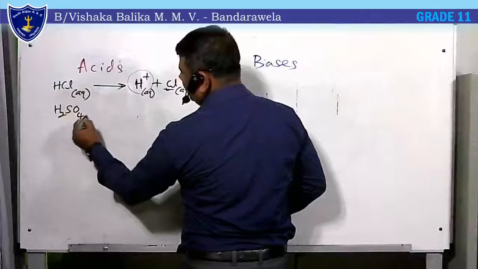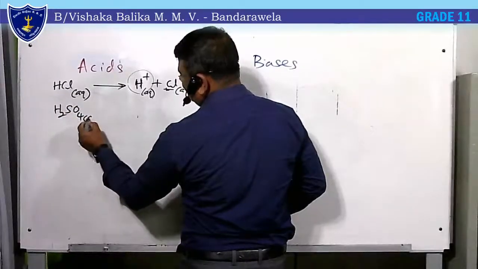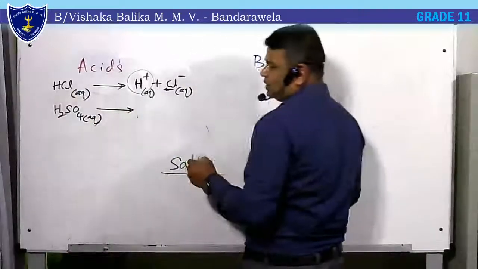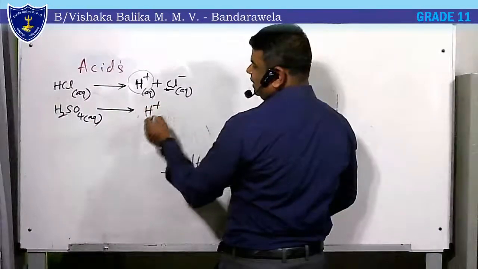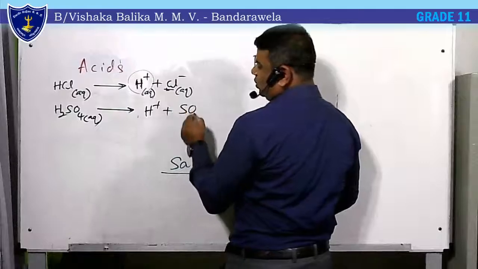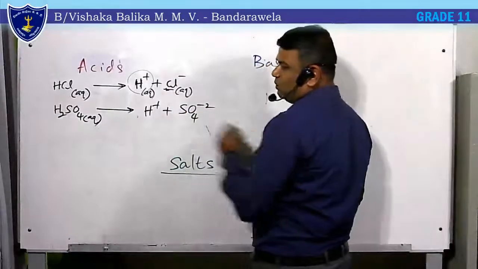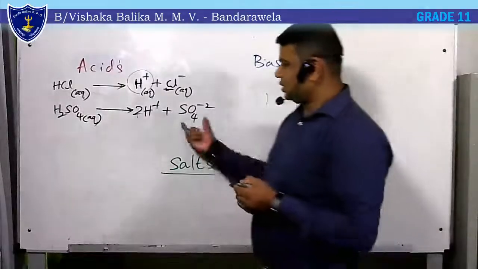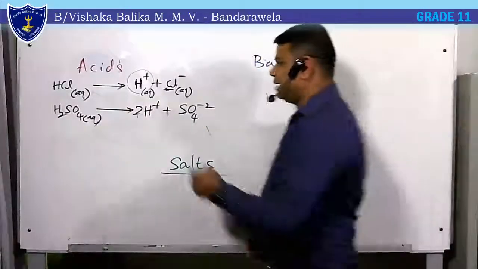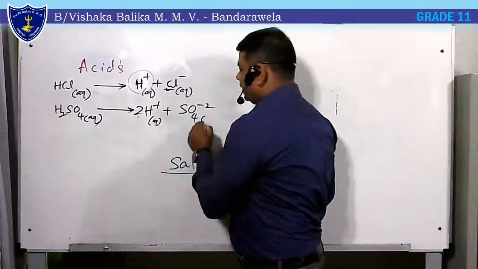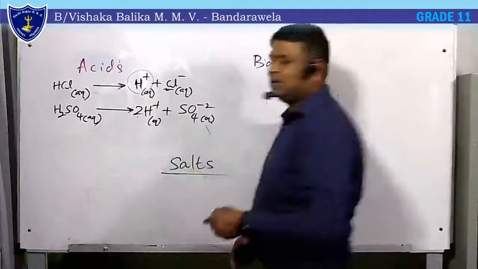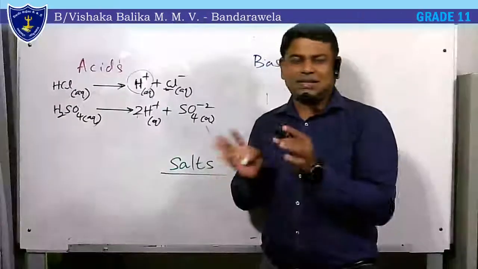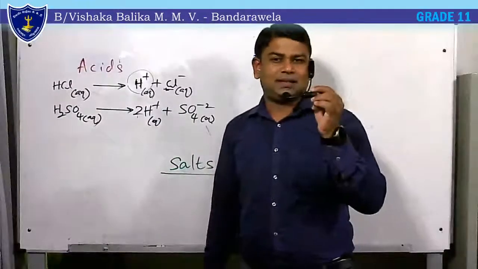Second, H2SO4, hydrogen sulfate, or sulfuric acid. When it is in an aqueous medium, H plus ions and SO4 minus 2 ions form. There are 2 H plus ions formed here, 2 H plus and SO4 minus 2. The acid liberates the hydrogen completely, which means this acid is also a strong acid.